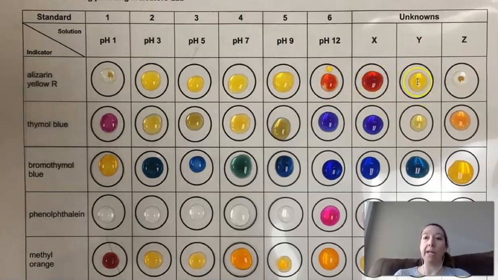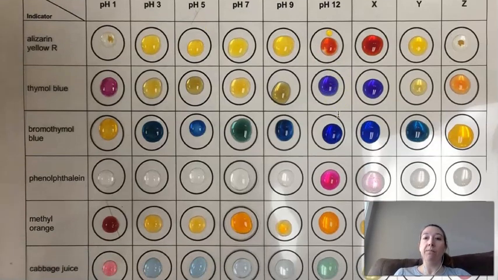But when I look at Y, that's a bigger unknown area, right? Color-wise, this could be 9, it could be 7, it could be 5, it could be 3. I don't really know. And so that's where we start going to other indicators, right? So we look at the next one. And now here's thymol blue. We have this pink, and this bunch of yellow ones.